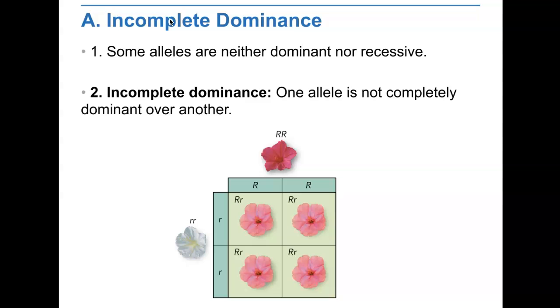Some alleles are neither completely dominant nor recessive. The F1 generation produced by a cross between the red flowers and the white flowers of this plant consists of pink-colored flowers. Which allele is dominant in this case? Neither one. Cases in which one allele is not completely dominant over another are called incomplete dominance. In incomplete dominance, the heterozygous phenotype lies somewhere in between the two homozygous phenotypes.